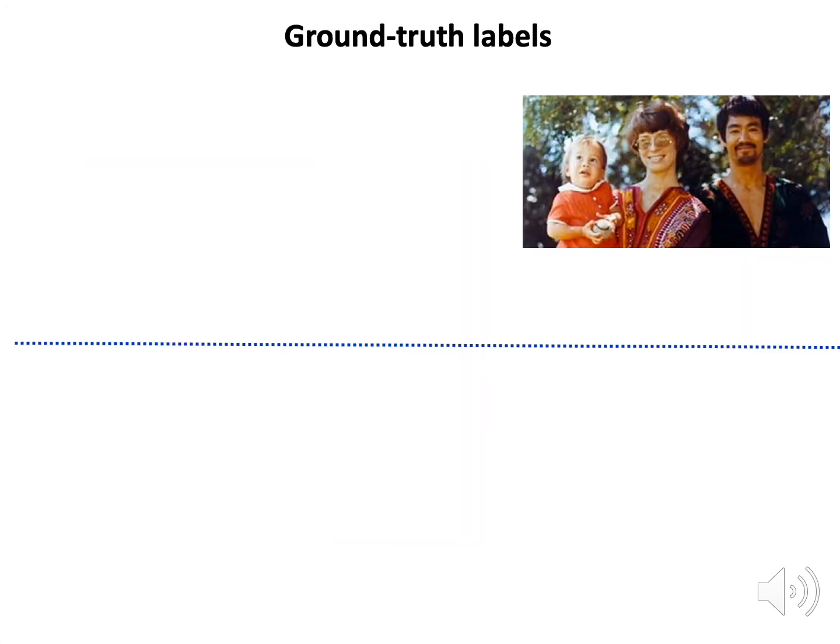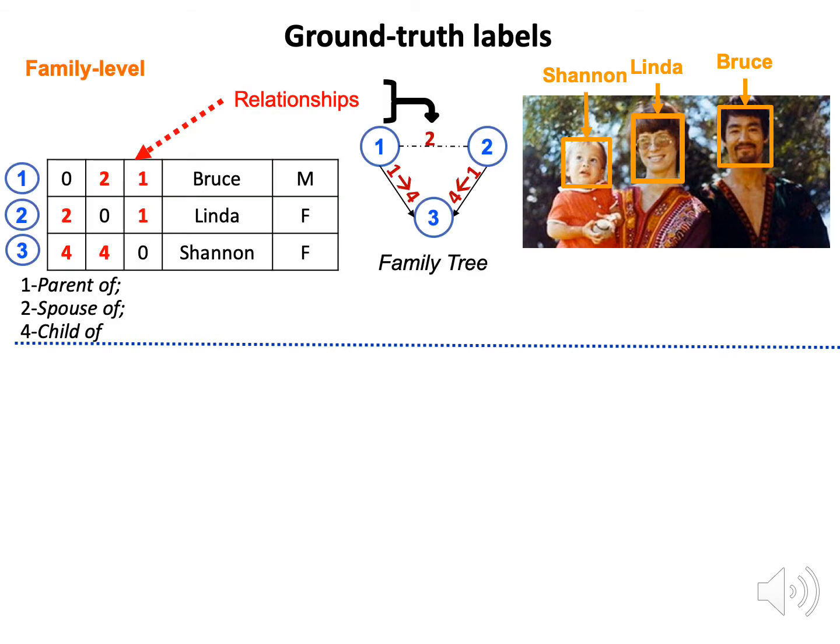Now, let's take a look at how we wanted ground truth labels that can encapsulate the family information in a robust manner. So here, we first identified those that were in the photo. Here we have Shannon, Linda, and Bruce. Then we wanted to capture the family tree. So here you can see the family tree in the form of a matrix, the relationship matrix, where 1 represents the parent of, 2 spouse of, and 4 the child of.